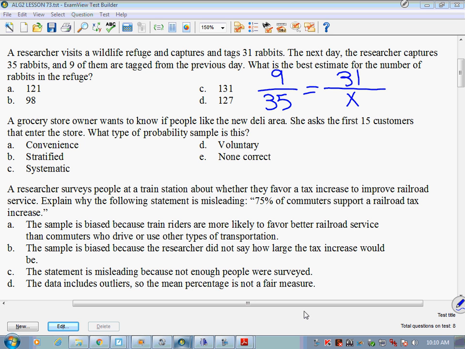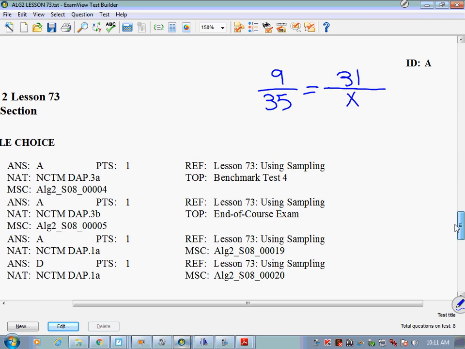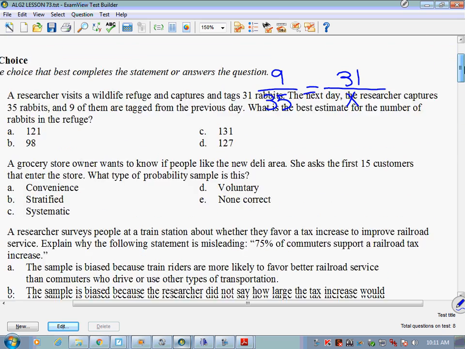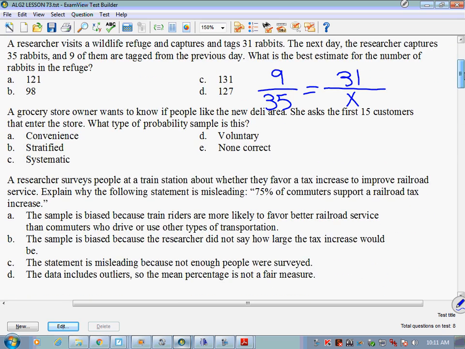120. So 120.5. But here's the question: can we have half of a rabbit floating around out there? You could, but it's going to be a freaky thing. You're going to wonder what happened, right? All right, so we should get 121 rabbits. Let's check that. A is my answer. All right, so we did everything right there.